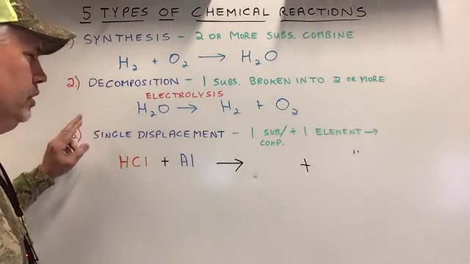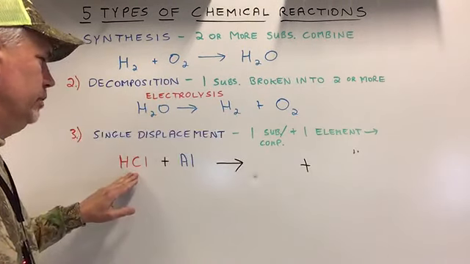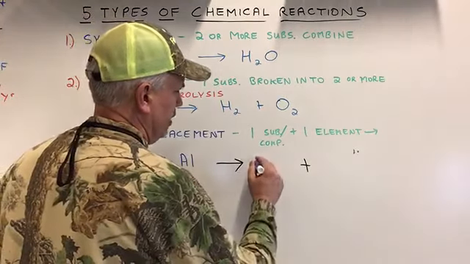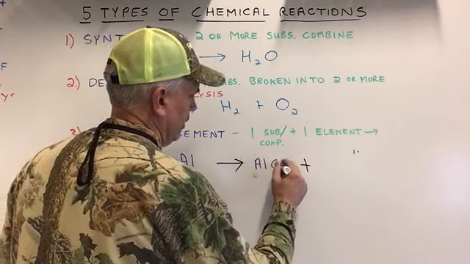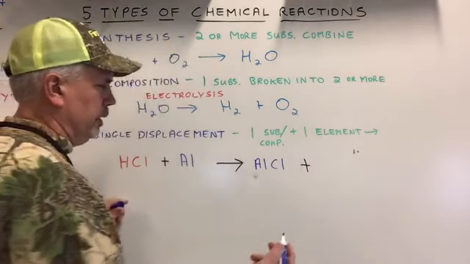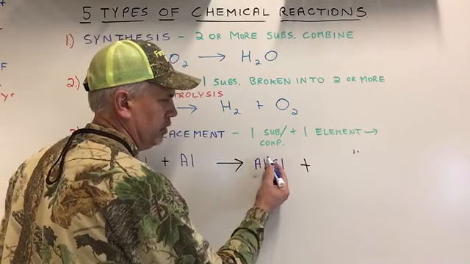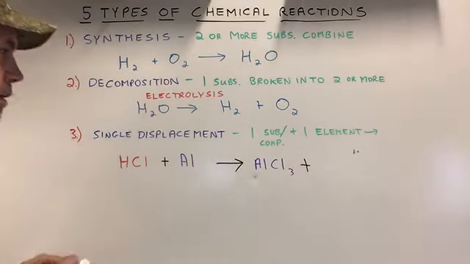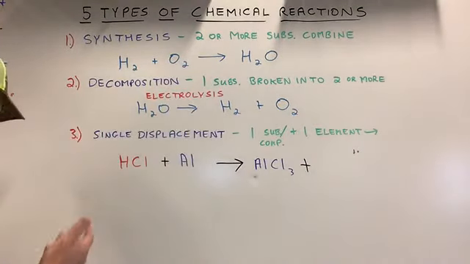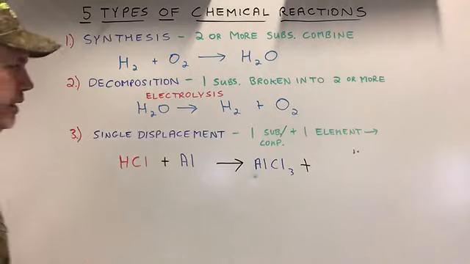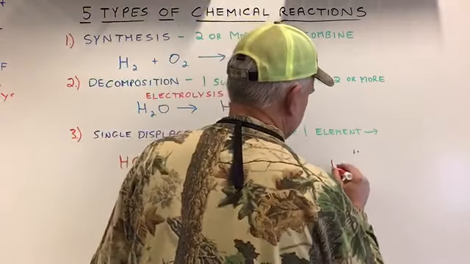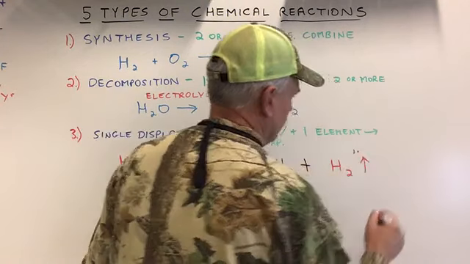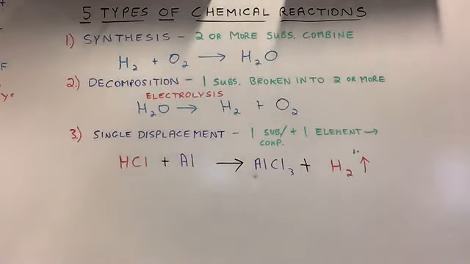knock the hydrogen off of this compound because it's more reactive than the hydrogen. And so the aluminum will kind of take over and make aluminum chloride, which you probably remember aluminum has a positive 3 charge, chlorine with a negative 1, so it's got to be AlCl3. It's going to be 3 chlorines for every aluminum. And then the hydrogen being displaced, hence the name single displacement, will be released as a gas.